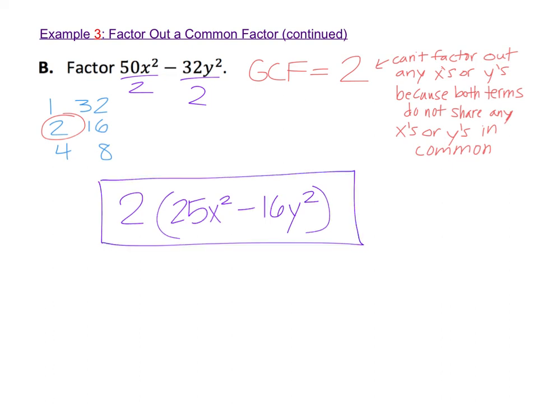Check your answer. If you redistribute that back through, 2 times the 25x squared gets us back to 50x squared, and 2 times negative 16y squared gets us back to negative 32y squared, which means that answer is correct.